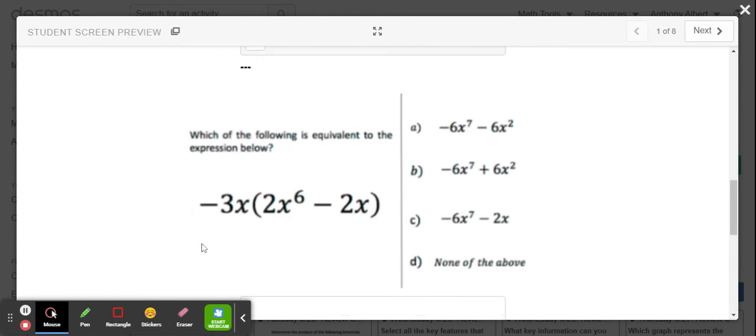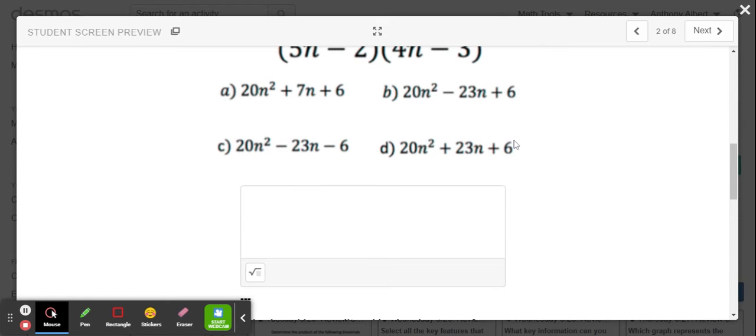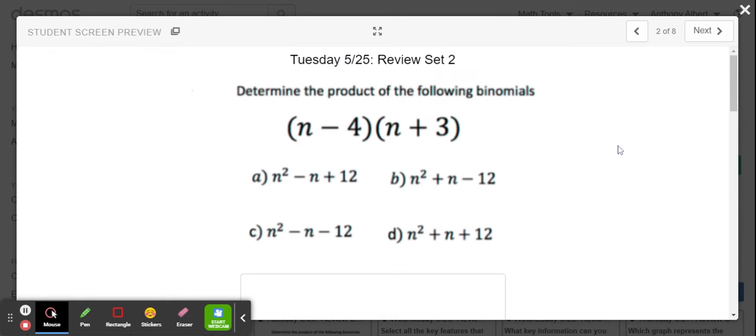All right, awesome. So that's the problem set 1, review set 1. And now let's jump over to review set 2. Review set 2 starts with multiplying binomials. The way we did this in class this year is we did the area model or the box method. So we're going to do that.